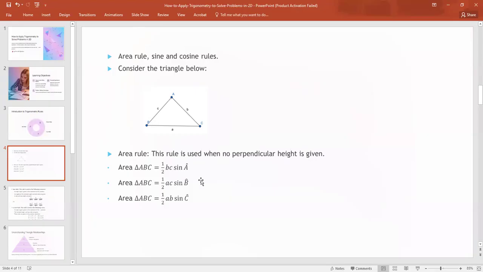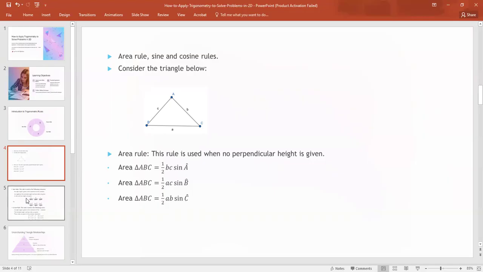And what is the statement of this rule? It states that the area of the triangle ABC is equal to a half times the side B times the side C times sine of the angle A. Or alternatively, the area of the triangle ABC is given by a half times the side A times the side C times the sine of the angle B. Or alternatively, the area of triangle ABC is given by a half times the side A times the side B times sine of the angle C.